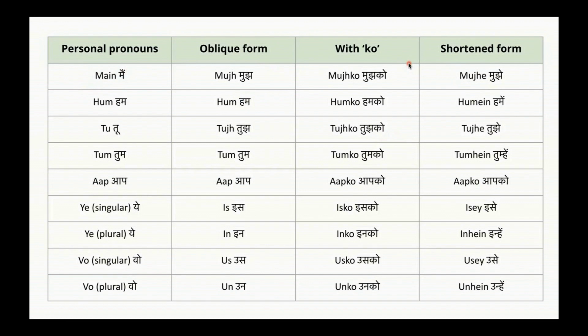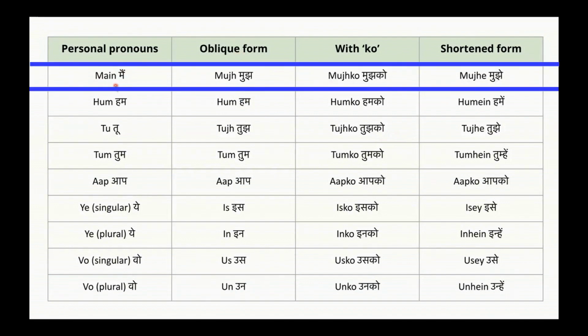Let me take you over this concept and each pronoun once again. I is called main, the oblique form of which is mujh. You can add ko only to the oblique form. You cannot say main ko. That's wrong. You must say mujhko, like given here in the third column, or mujhe as its shortened form.